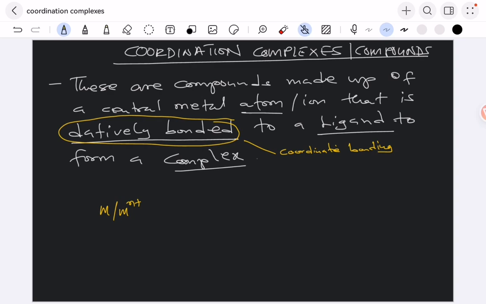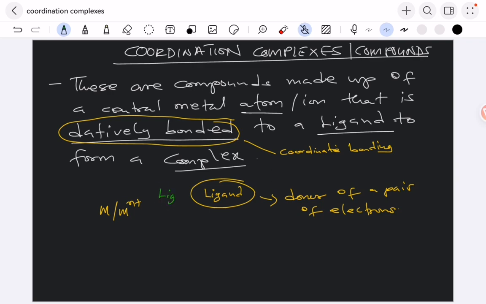Coordinate bonding is where we have a donor. In this case, we are looking at a ligand. A ligand acts as a donor of a pair of electrons. What happens in dative bonding is that both electrons will come from a ligand. So in this case, we can have a ligand here with a pair of electrons, and another ligand there with a pair of electrons.